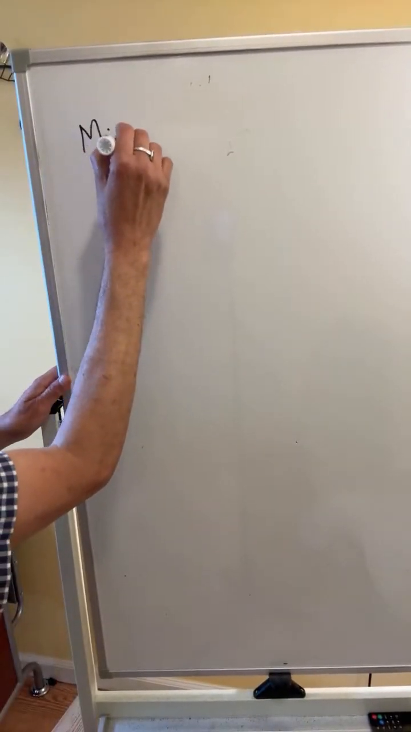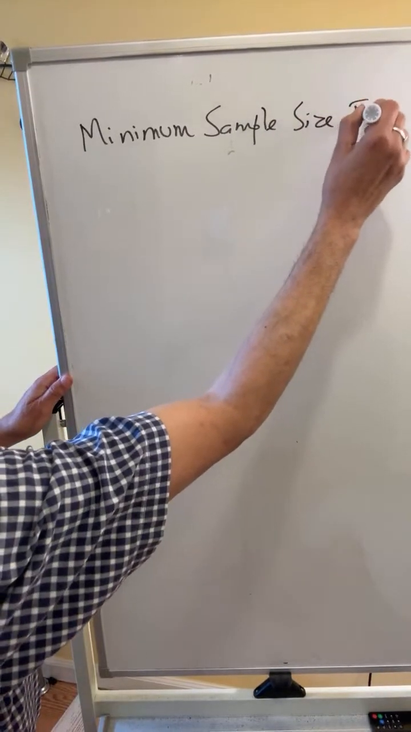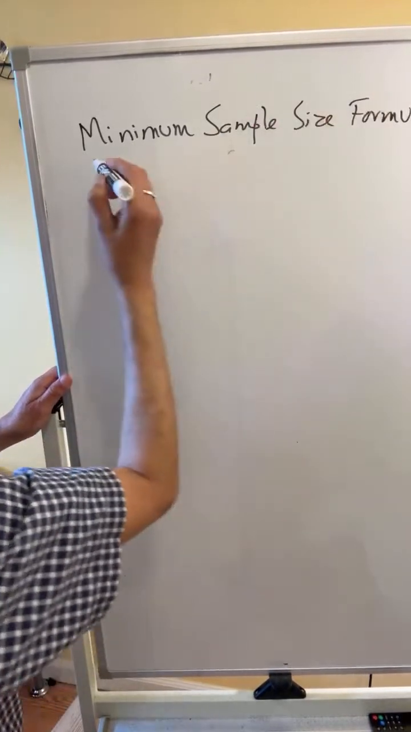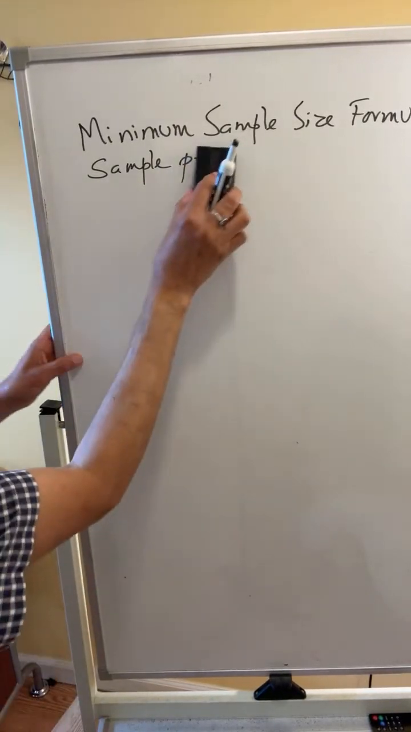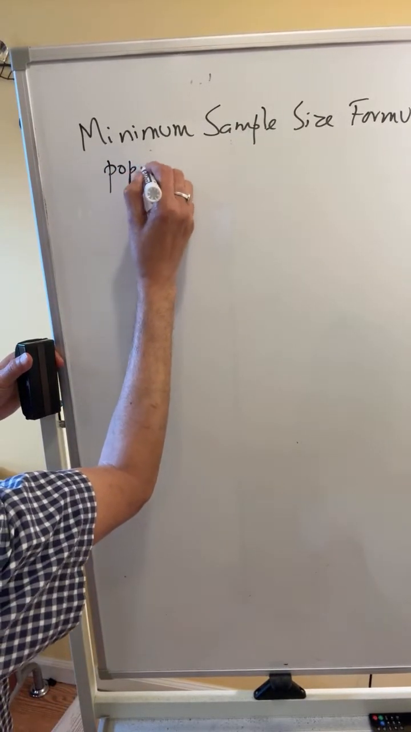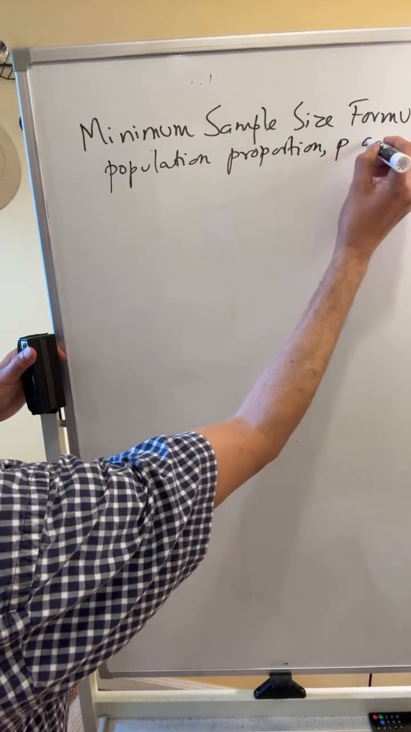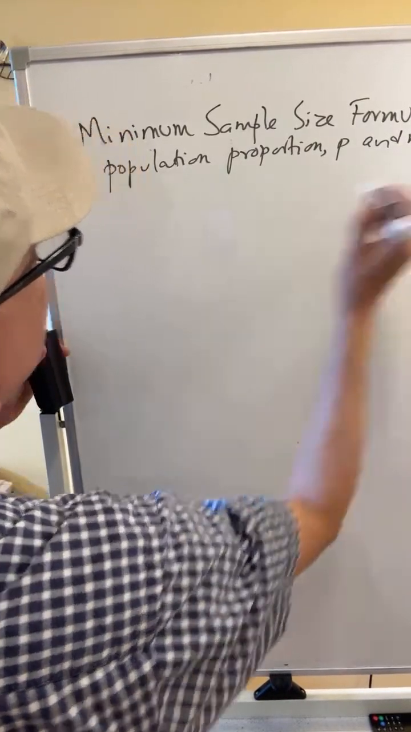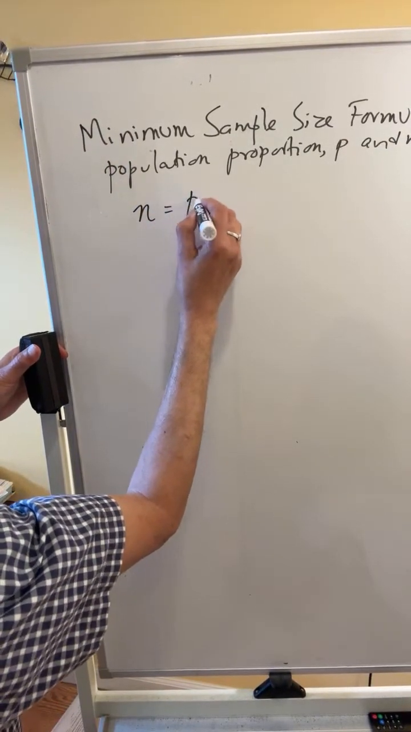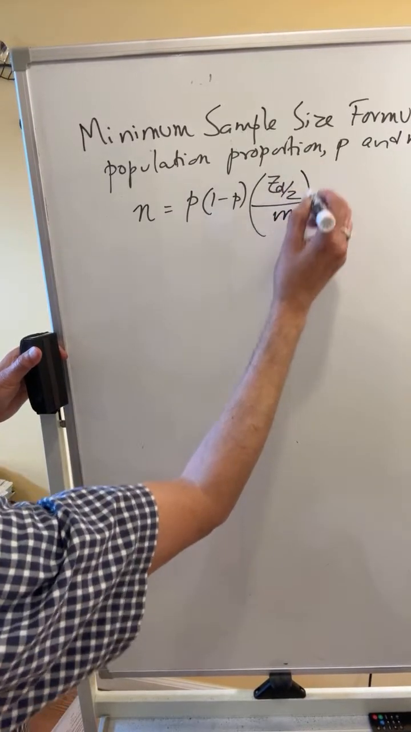So the minimum sample size formula for population proportion P and margin of error M is given by n equal to P times 1 minus P multiplied by (Z alpha by 2 divided by M) squared.